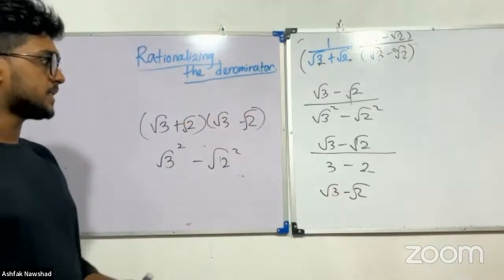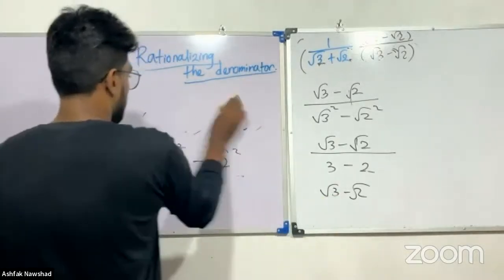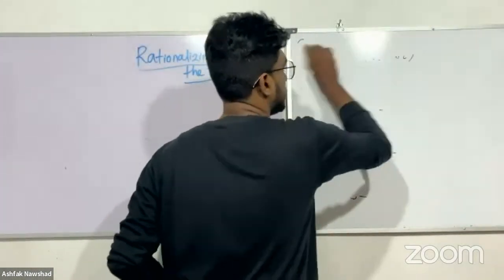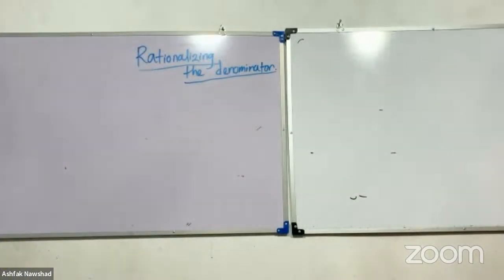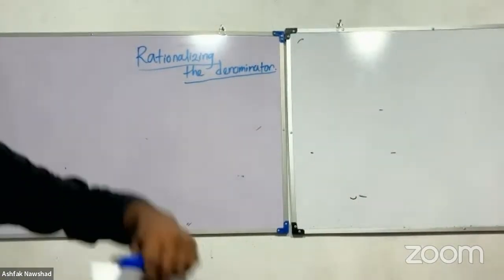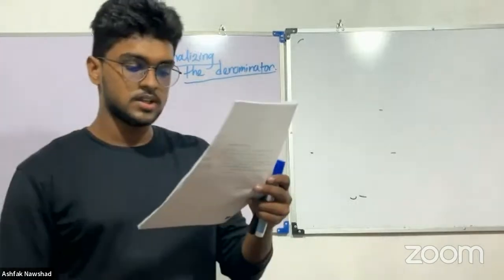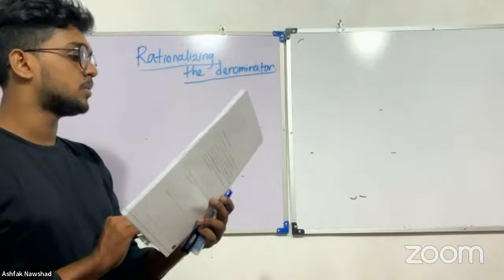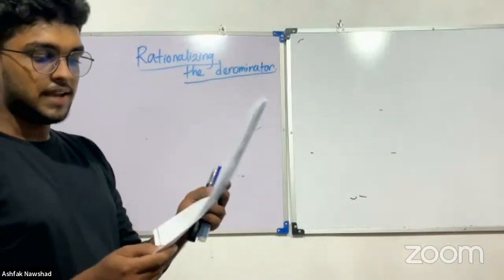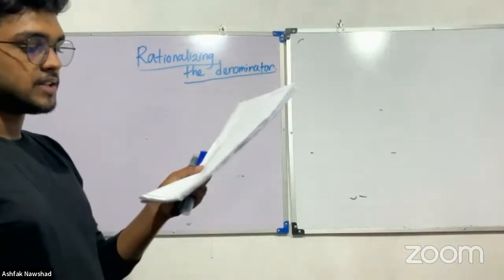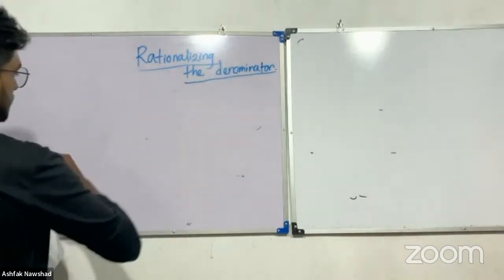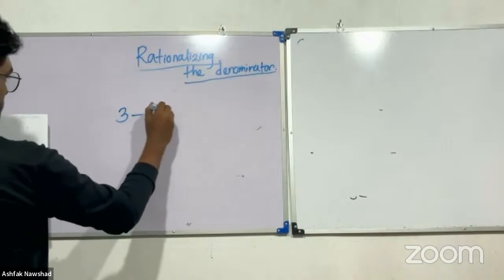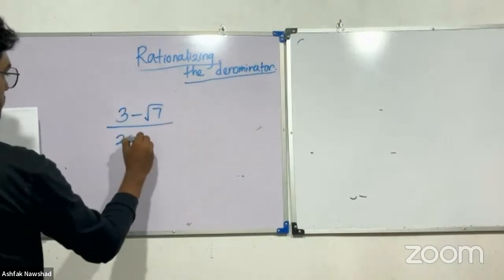Okay. Let's first finish this. So the final question from our tube. Let's do a somewhat hard question. Let's do the last question in the tube, not the last one. In page number 16, the 26th question. That's just 3 minus root 7 over 2 plus root 7.